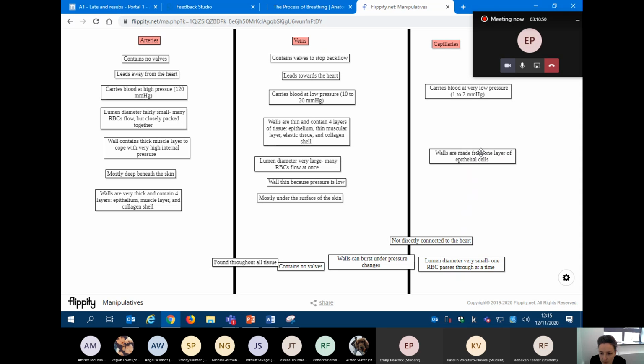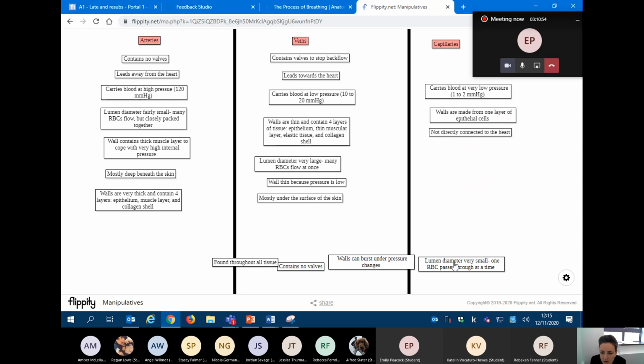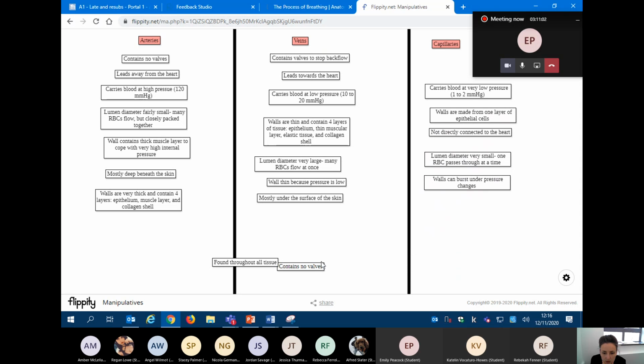Made from one layer of epithelial cells, not directly connected to the heart. Lumen diameter is very small, one red blood cell passes through at a time. Walls can burst under pressure, contains no valves. Well, actually that could belong to, is there two of them? Oh, okay, perfect. So in that case, that goes there. And found throughout the tissue. So that sorts out all the statements.